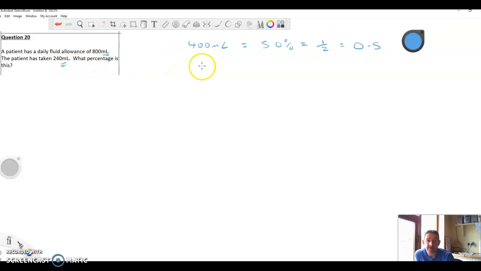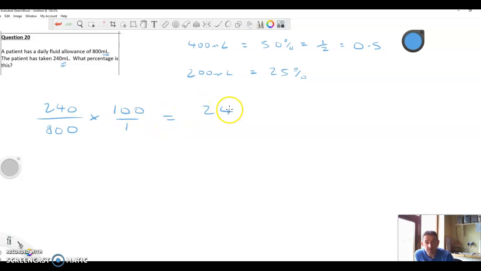240. So if you have that again, if the patient had taken 200 mils, that would be equivalent to 25%. So now we're getting closer. So it's going to be slightly over 25%. Anyway, the mechanical way of doing it would be, we'd write the 240 over the 800 and multiply by 100 over 1. This is kind of the fail-safe way of doing it.